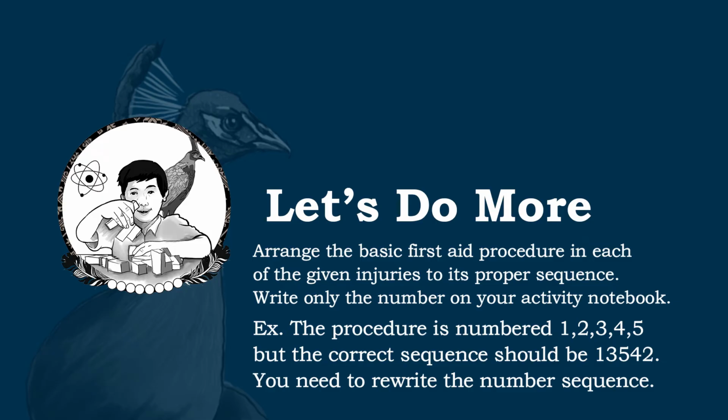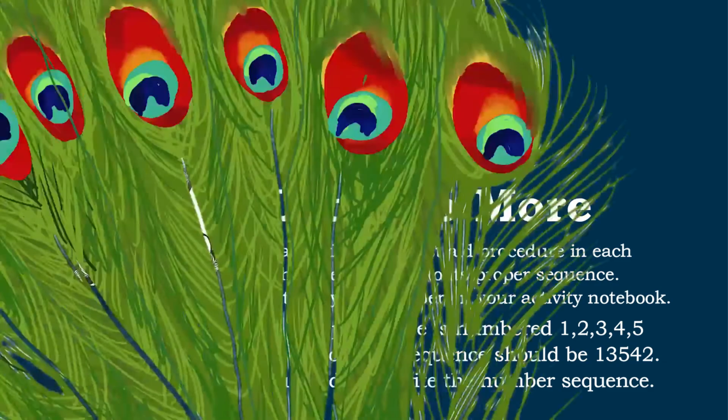Example, the procedure is numbered 1, 2, 3, 4, and 5, but the correct sequence should be 1, 3, 5, 4, and 2. You need to rewrite the number sequence.